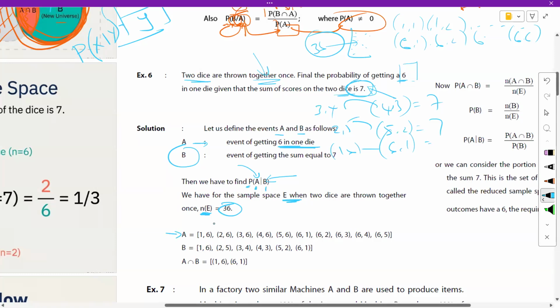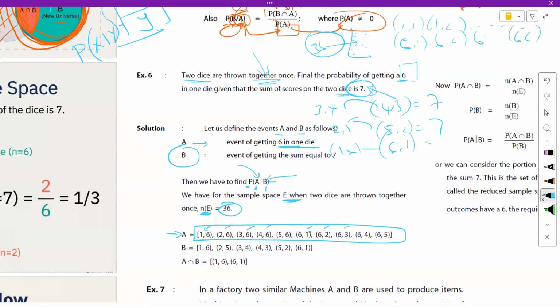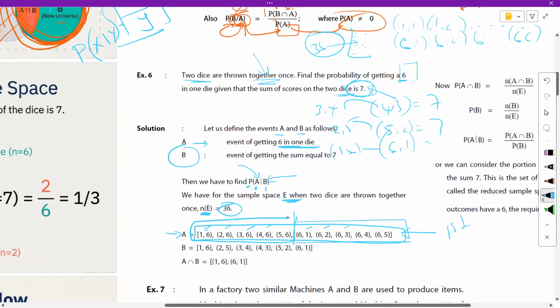A, right? What are the outcomes? We can get 1,6; 2,6; 3,6; 4,6, right? Or 6,1; 6,2; 6,3, like that. So anyhow, at least we have to have a 6. In the first row, this area, we get 6, 6. And this area, we get score 6 in the second row. You can observe, right? The second value is 6. That is the probability of A.